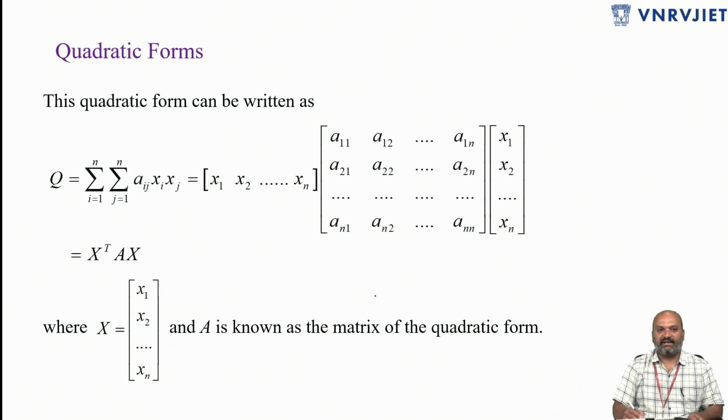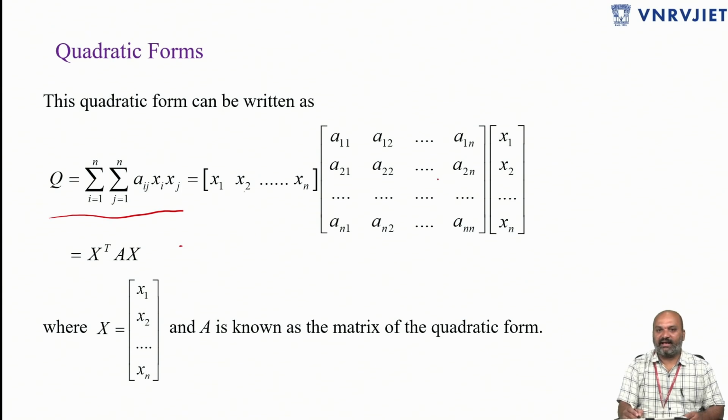This quadratic form can be represented in the matrix form as Q equals this expression we know. Here, x1, x2, x3 and so on up to xn is a row vector, that is x transpose. And a11, a12 and so on up to a1n, a21, a22 and so on up to a2n, and an1, an2 and so on up to ann, is a matrix of order n. It's a square matrix of order n, no need to say n by n. And x1, x2, x3 and so on up to xn is a column vector.